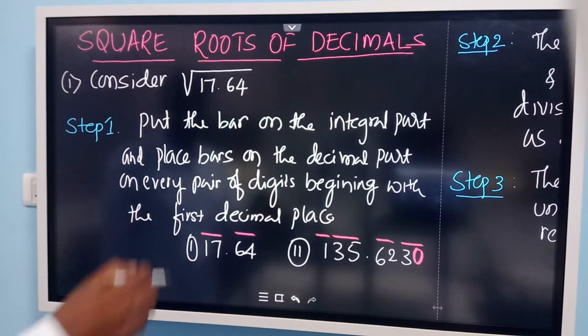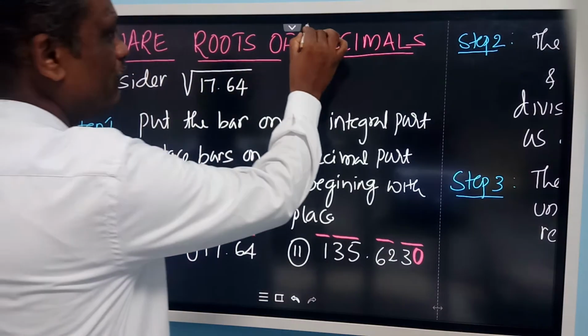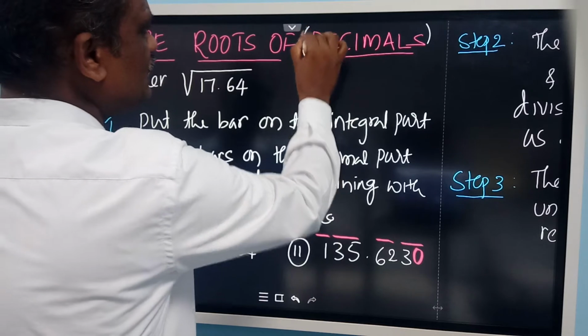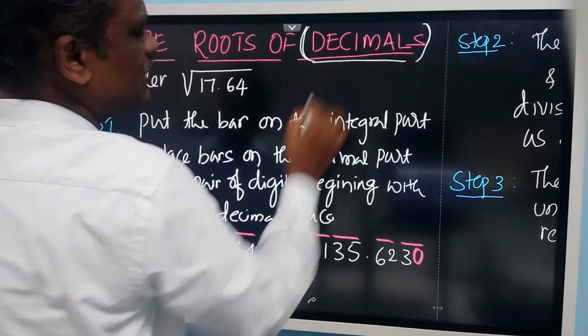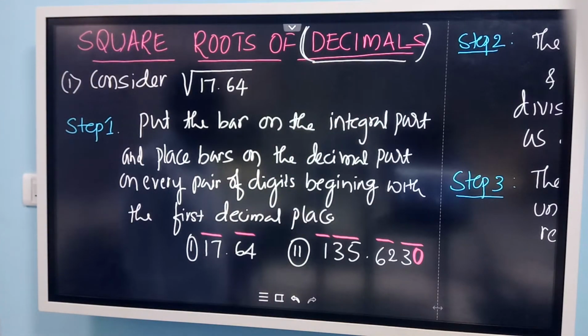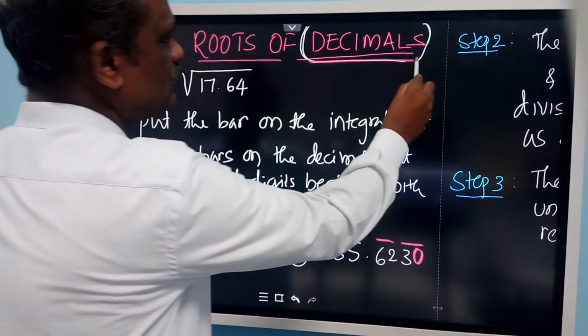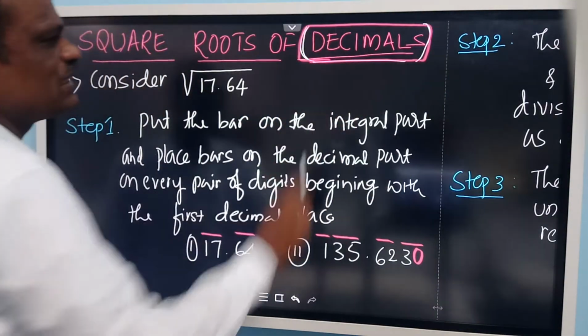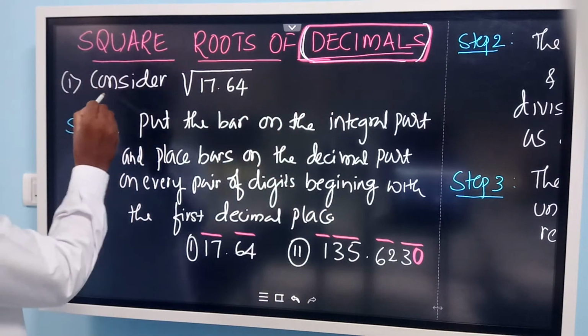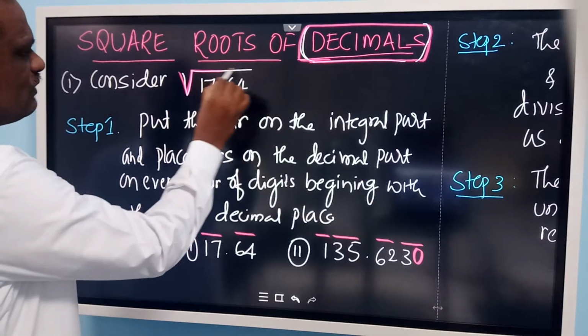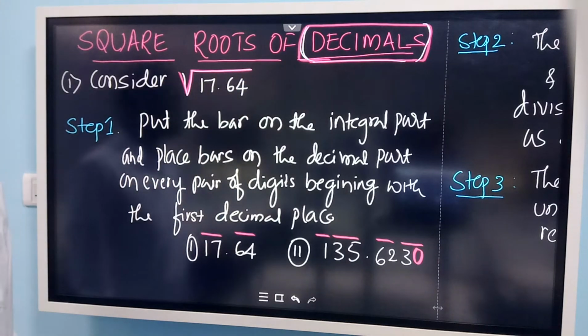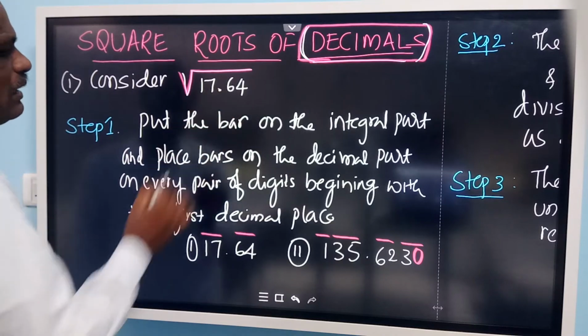Let us see the square roots of decimal numbers. In the previous class, we discussed whole numbers, integral parts only. Now we are going to learn the square root of decimal numbers. For example, I want to find the square root of 16.4. 16.4 is the decimal number here.